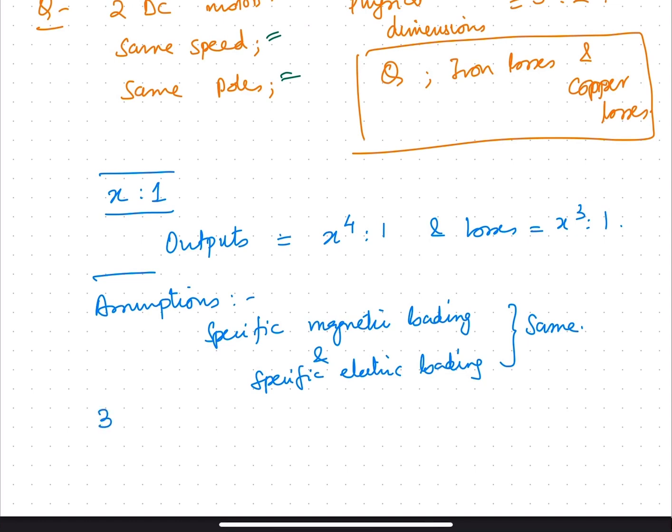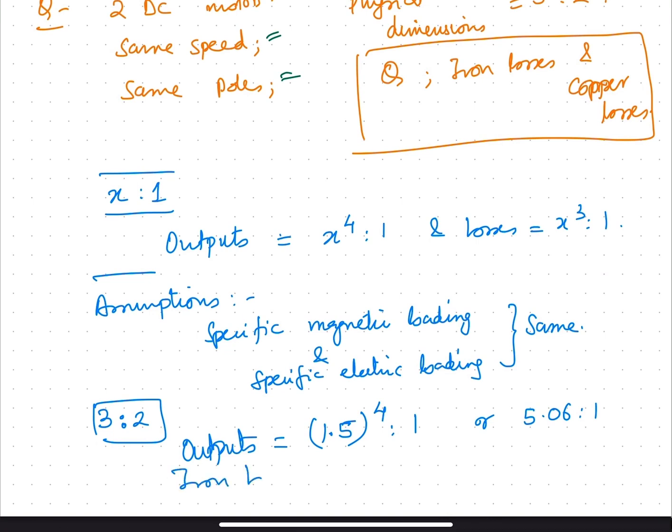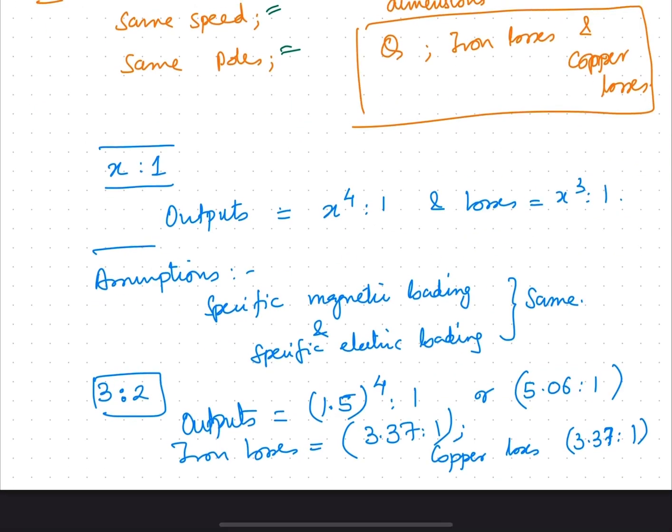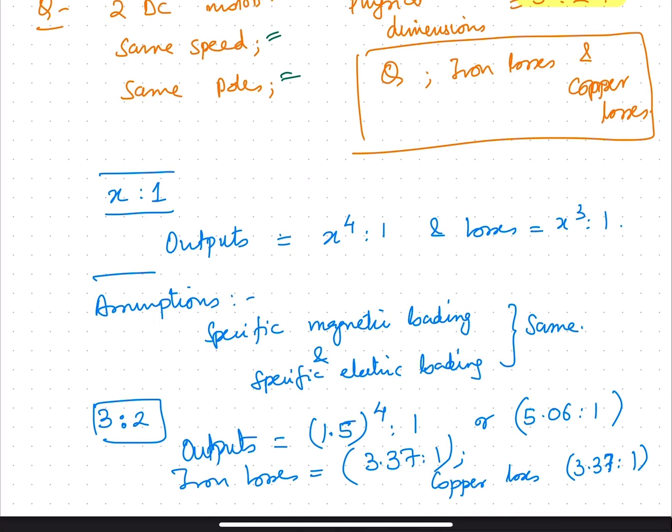So when you have a machine with dimensions in the ratio of 3:2, what is the ratio of outputs? Outputs are in the ratio of 1.5 raised to the power 4 is to 1, or 5.06 to 1. The iron losses are in the ratio of 3.37 is to 1, and the copper losses are also in the ratio of 3.37 is to 1. So for a machine with dimensions in the ratio of 3:2, the output is in the ratio of 5.06 to 1, the iron losses are in the ratio of 3.37 to 1, and the copper losses are also in the ratio of 3.37 is to 1.